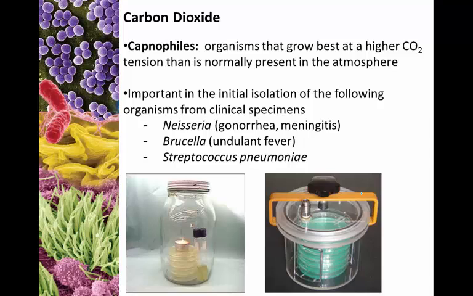An example of a use of this, we don't really see this much anymore, is what we call candle jars, and it is literally a candle in a jar, to create a high CO2 environment. If you put your bacteria into the jar, light a candle in the jar, and then screw the lid closed, eventually the candle will use all the oxygen within the atmosphere of the jar and will release carbon dioxide, so you can create a high carbon dioxide environment within the candle jar.